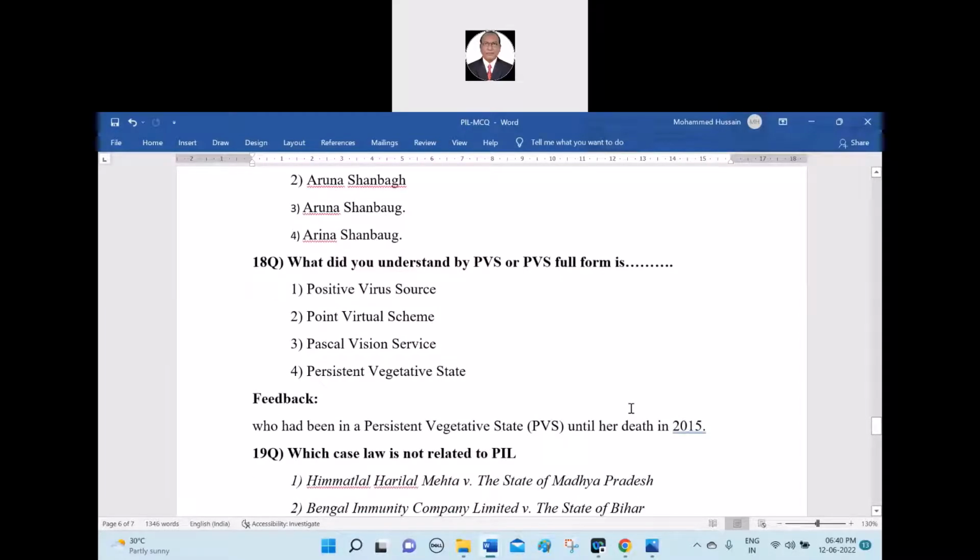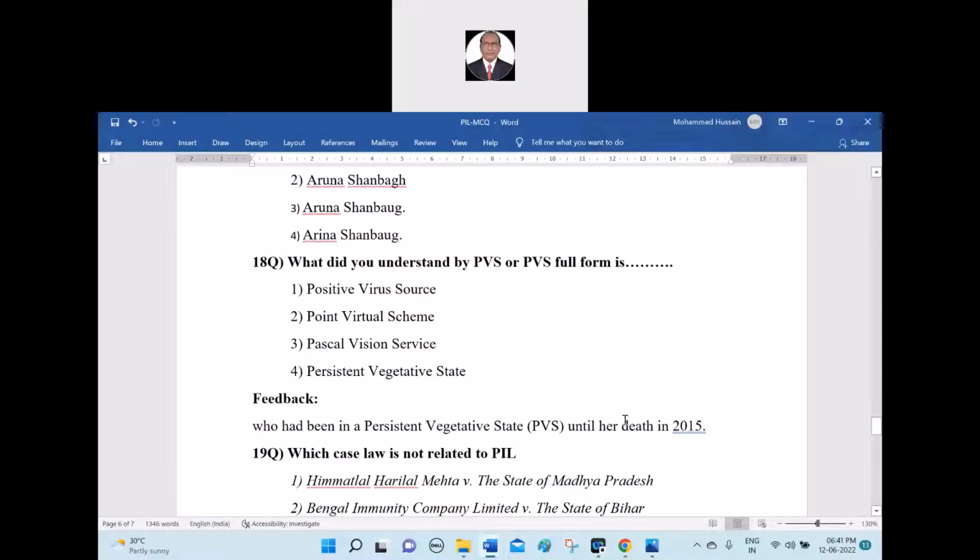Sir, in the Aruna Shanbaug case, the first case happened. The Supreme Court gave the decision that when any person is in a vegetative state, then only they have an option to give passive euthanasia. Active euthanasia is not accepted in India; passive euthanasia is accepted. Active euthanasia is a crime. What is euthanasia?